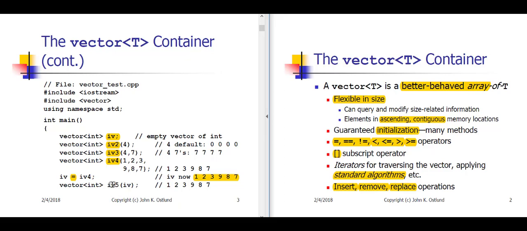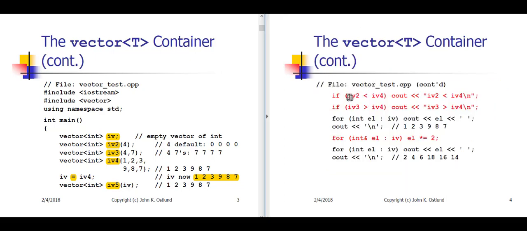Here we're invoking for iv5 yet another constructor. This time it's a constructor that takes a vector of int and builds a new vector of int, in this case iv5, from the existing vector of int, in this case iv.